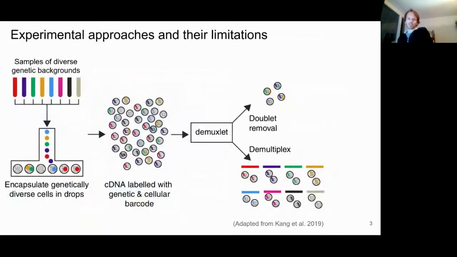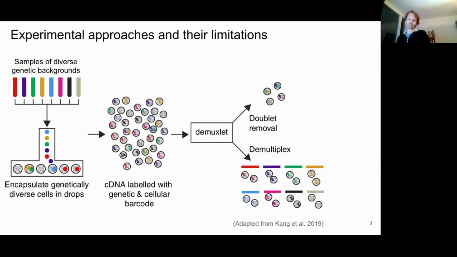There are experimental approaches to deal with doublets, such as cell hashing or multiplexing samples of different genetic backgrounds. Cells that harbor multiple conflicting signals, like SNPs from different individuals, can thus be flagged as doublets. However, there are limitations to these approaches. They are not applicable in all circumstances, and even when they are, they cannot identify intra-individual doublets. And for these reasons, even with these approaches, we need further doublet detection.